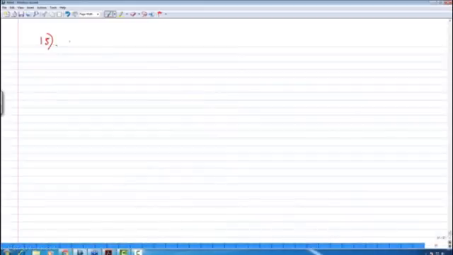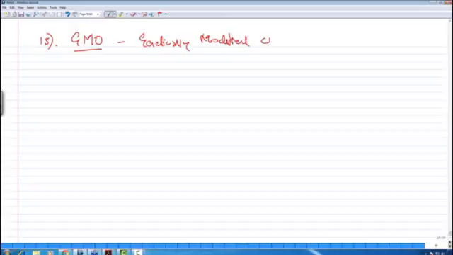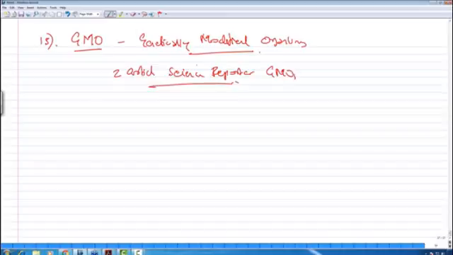Next topic is GMO, genetically modified organisms. The reason we are bringing it up here is because there are two articles in Science Reporter which deal with GMOs. However, they are not highly in the news items.